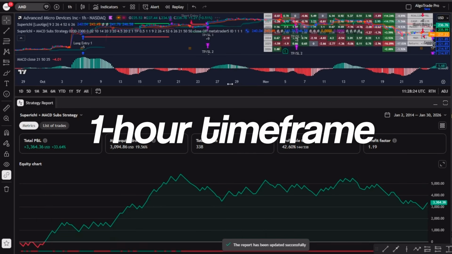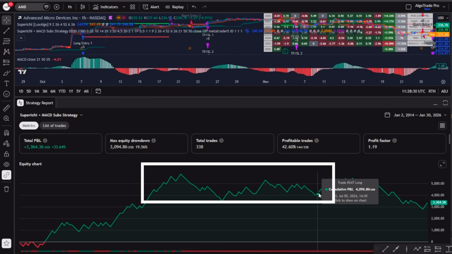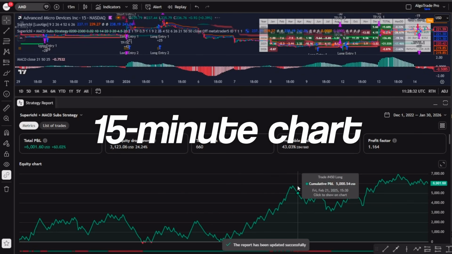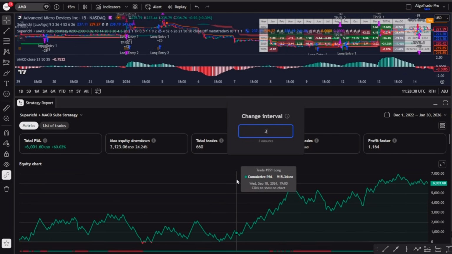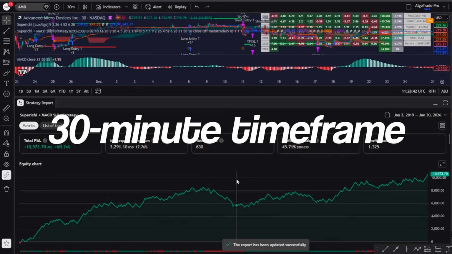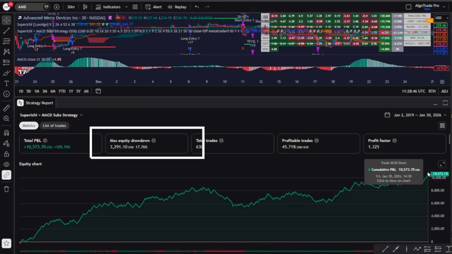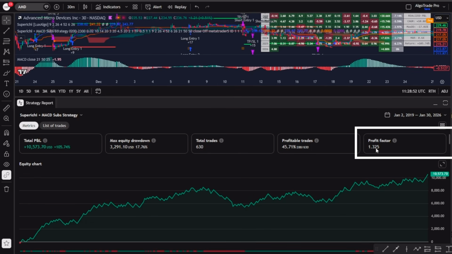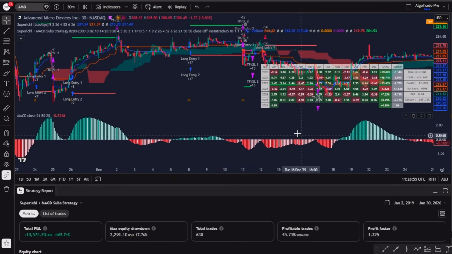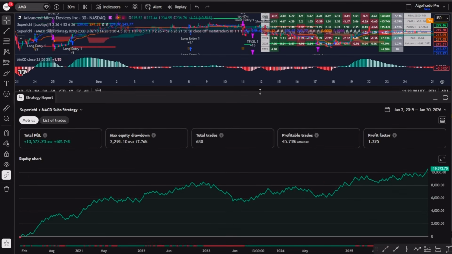On the 1-hour time frame, the strategy delivers positive results, but the equity curve has a longer consolidation phase. When we move down to the 15-minute chart, win rate improves, but the equity curve continues to be a little choppy. However, on the 30-minute time frame, the results get a lot better. The equity curve is smoother, drawdowns are better controlled, and overall performance improves significantly. This suggests that for stocks like AMD, slightly higher intraday timeframes offer a better balance between signal quality and market noise. So, what's the final takeaway from all of this?